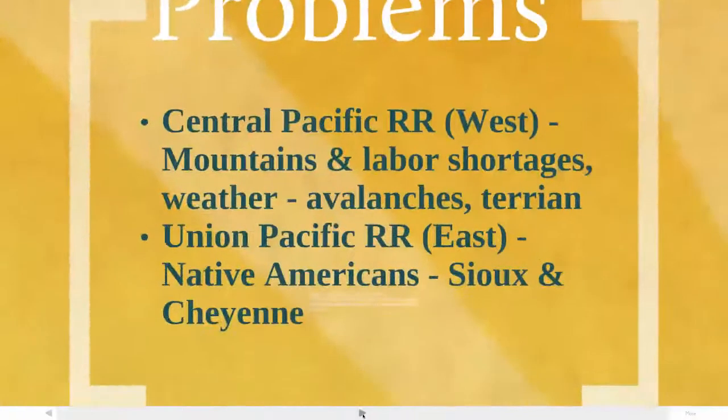So what we see is 2 main railroad companies, the Central Pacific and the Union Pacific, and what you need to be able to do is identify which one from each direction. So Central from the west, Union from the east, and they each have their own set of problems. The Central Pacific starts in California, and they deal with mountain ranges, labor shortages, and weather. So building a railroad through a bunch of mountains is not easy.